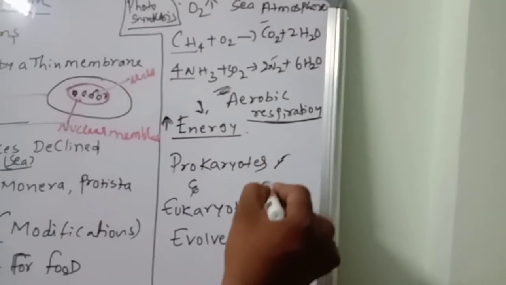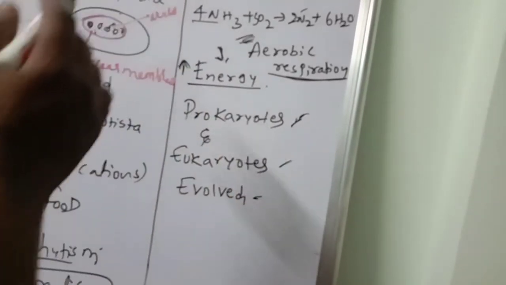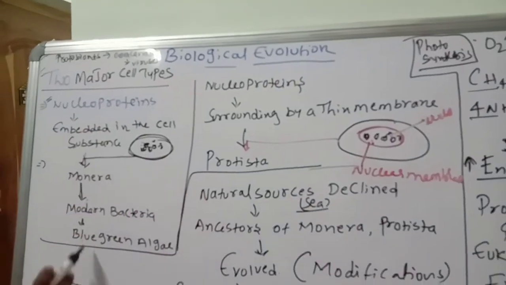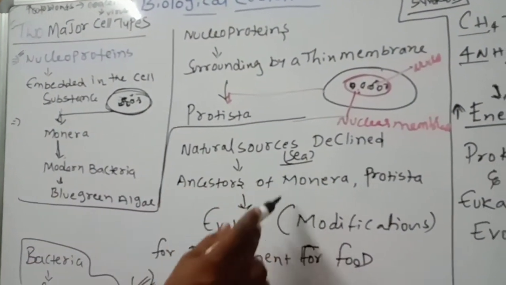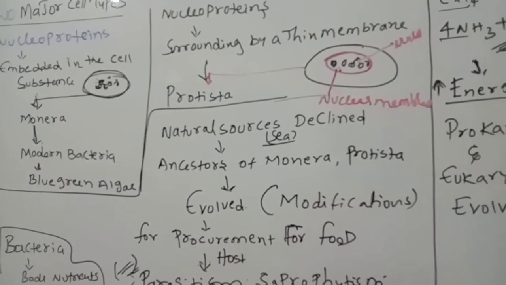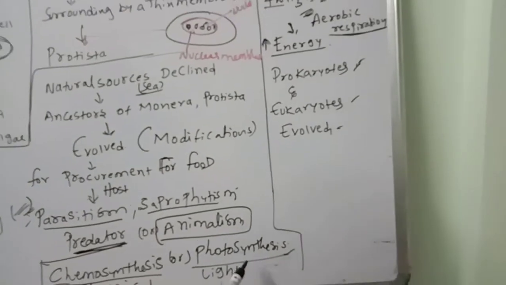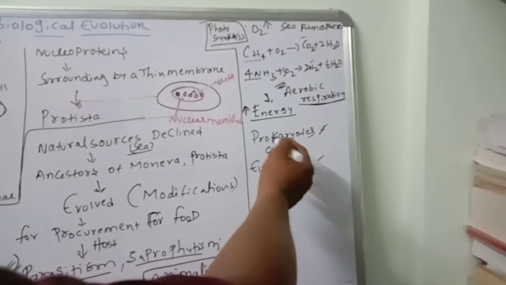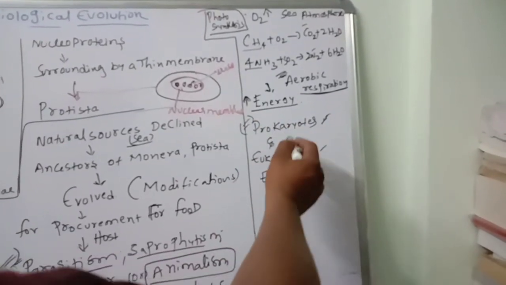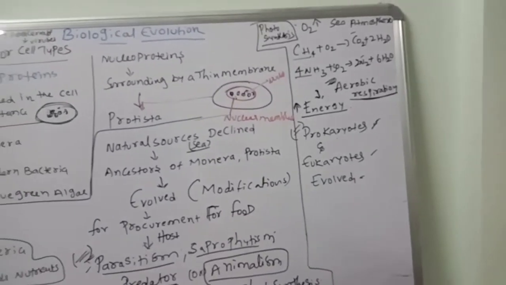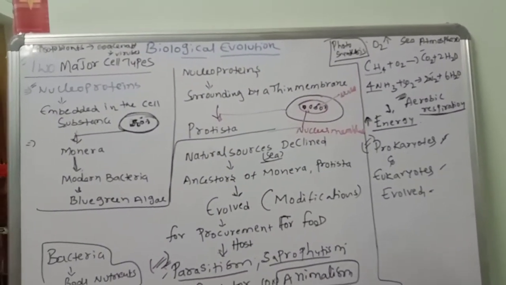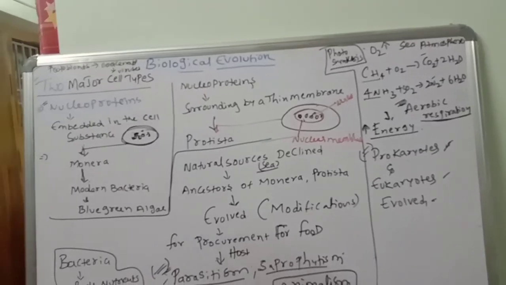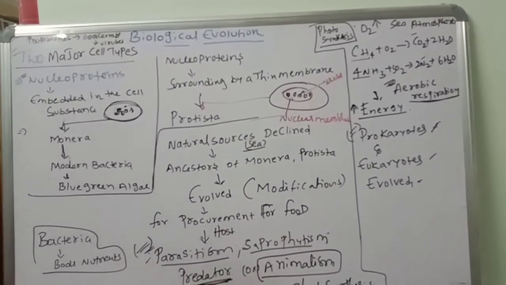Like this, what happened? The prokaryotes and eukaryotes evolved, from protobionts to coacervates to viruses, viruses to Monera and Protista. Then the ancestors of Monera and Protista evolved and converted into chemosynthetic and photosynthetic bacteria. Because of photosynthesis, oxygen increased. That oxygen reacted with the methane and ammonia, then the present day prokaryotes and eukaryotes evolved. This process is called biological evolution. Protobionts to prokaryotes and eukaryotes evolved. This is called biological evolution.